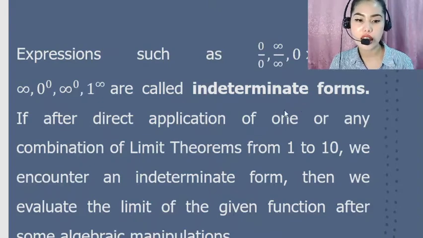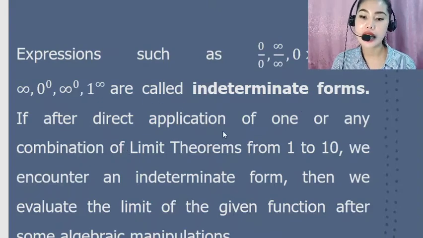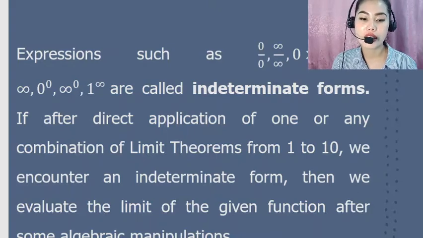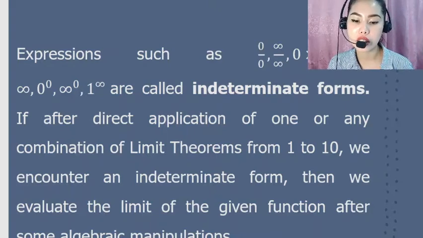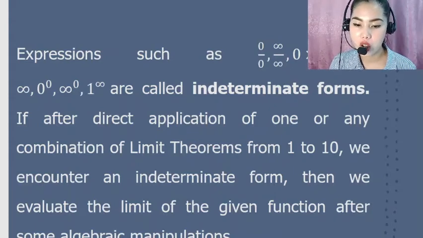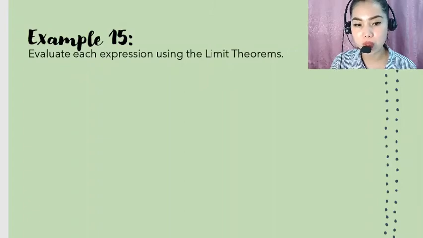indeterminate forms. If after direct application of one or any combination of limit theorems 1 to 10, we encounter an indeterminate form, then we evaluate the limit of the given function after some algebraic manipulations. Okay? Now, how are we going to do that? So, for example, we have example 15.